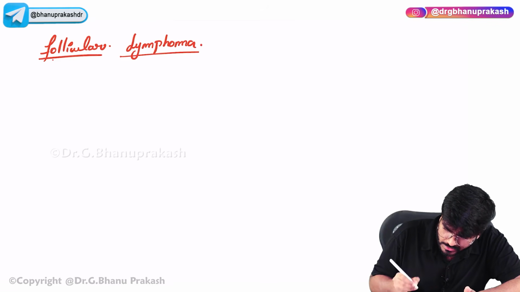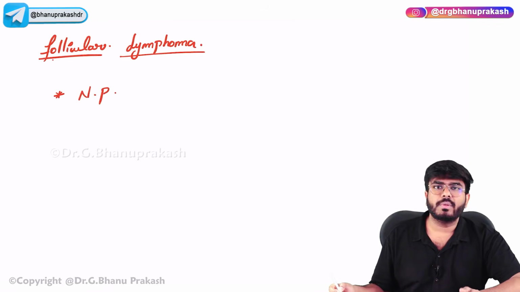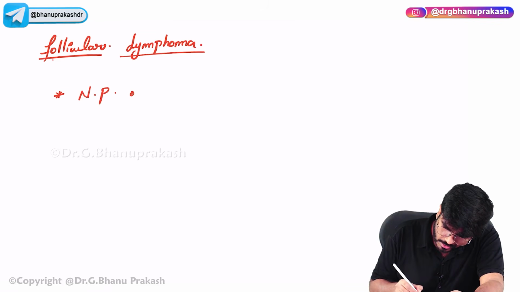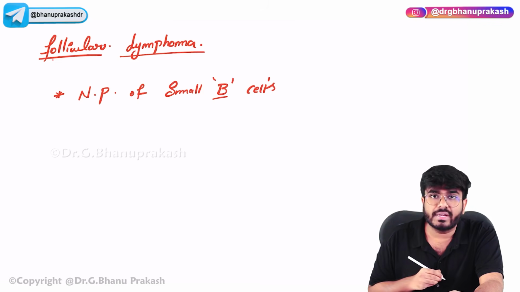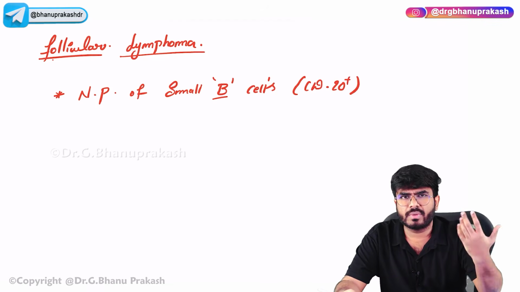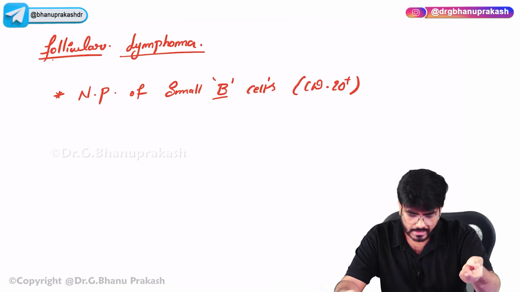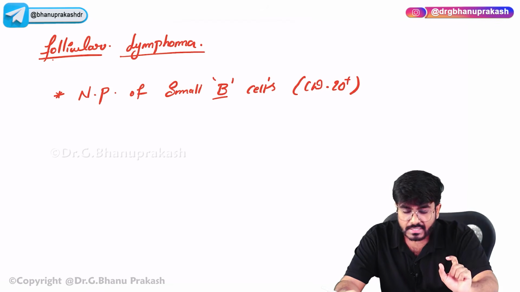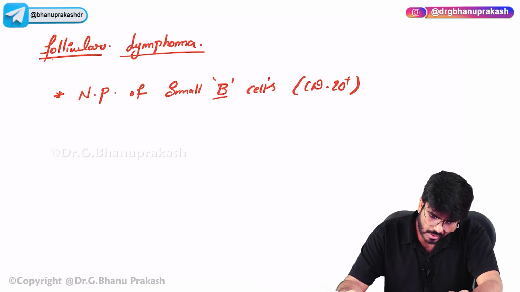First point, it's a cancer of which cells? It's a neoplastic proliferation of small B cells. How do we identify these cells? These cells are CD20 positive. B cells, we know from the beginning, are going to have CD10, CD19, CD20, CD21, something like that. Small B cells means almost mature cells, which are CD20 positive.